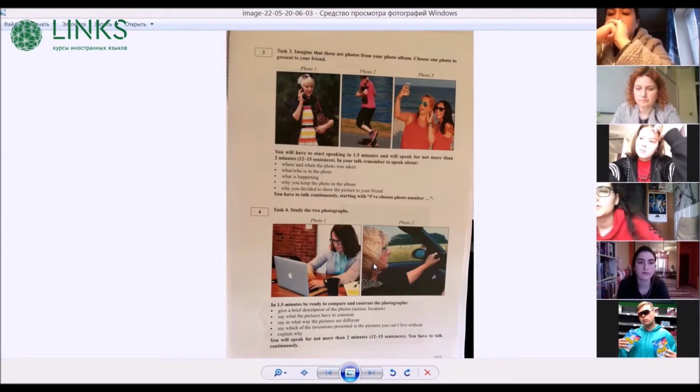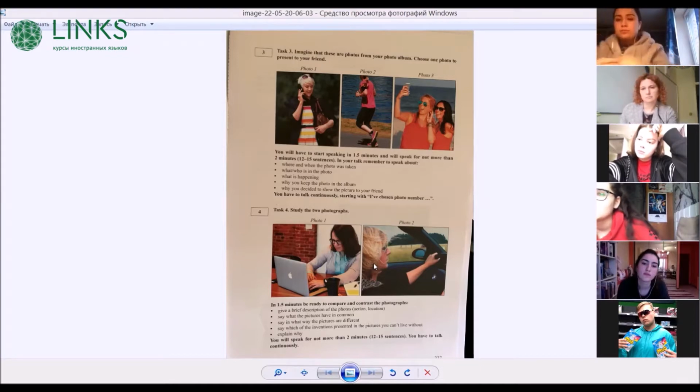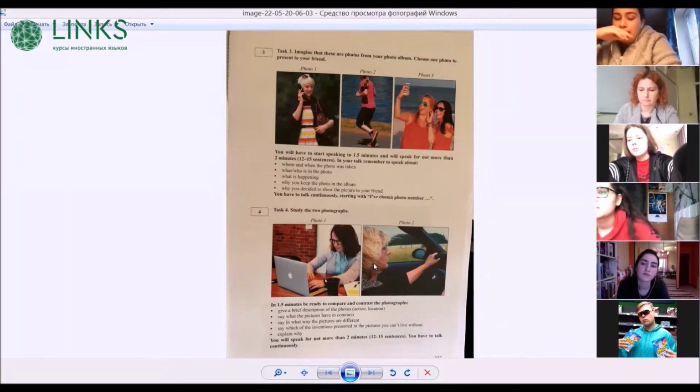Well, both photos show us women who are using modern technologies somehow. The first picture shows us a woman who is surfing the net using her laptop. She might be working, and as we can see some cups of tea in the foreground, and the fact that she looks very concentrated and focused on her work tells us that she's not relaxing.